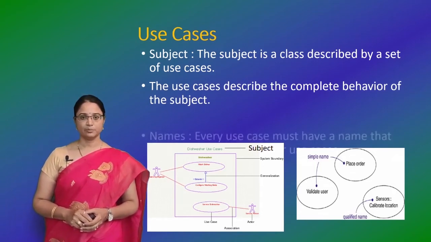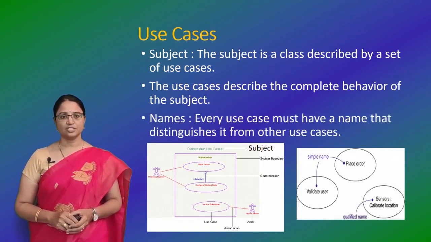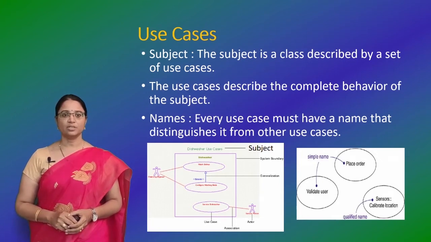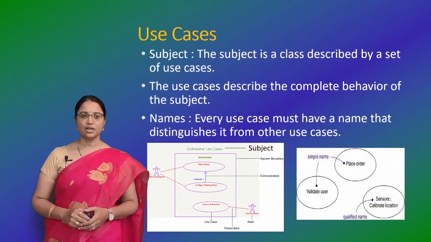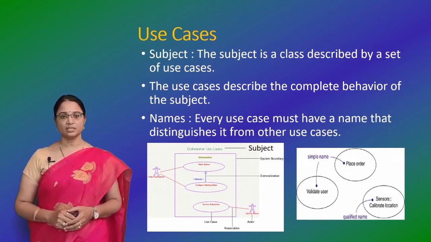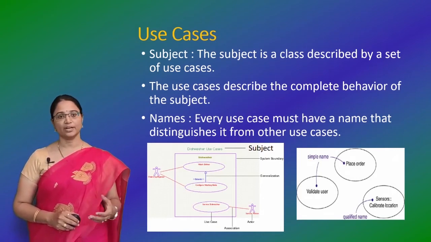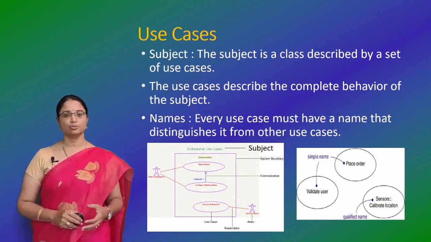Coming to the names. So, every use case must have a name that distinguishes it from other use cases. A name is a textual string. That name alone is known as a simple name. A qualified name is the use case name prefixed by the name of the package in which the use case lives. A use case is typically drawn showing only its name. If you see the figures here, we are having some simple names and qualified name. Simple name means placing order, validating user. These are the simple use cases.